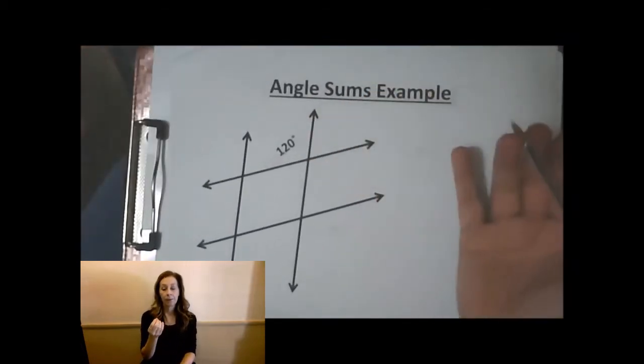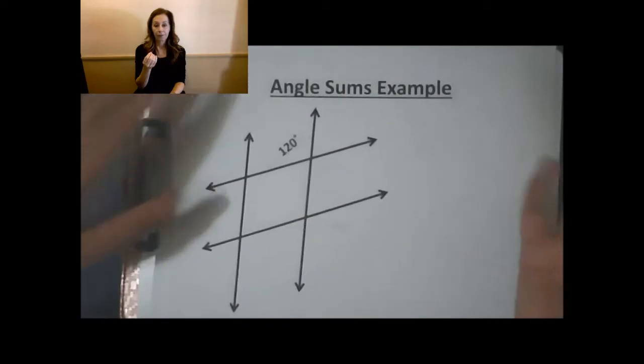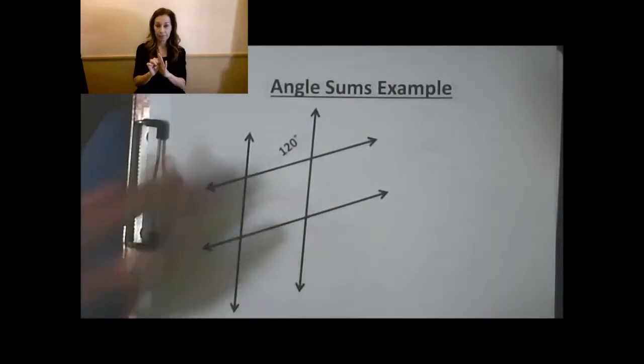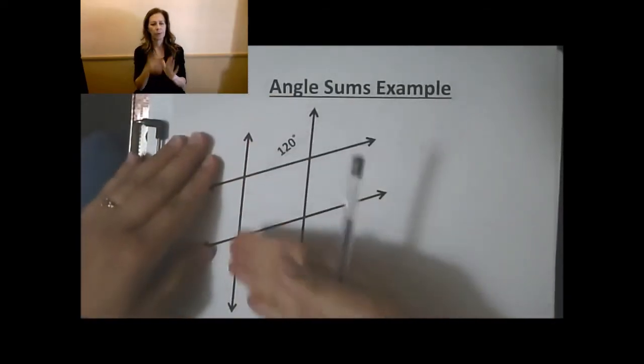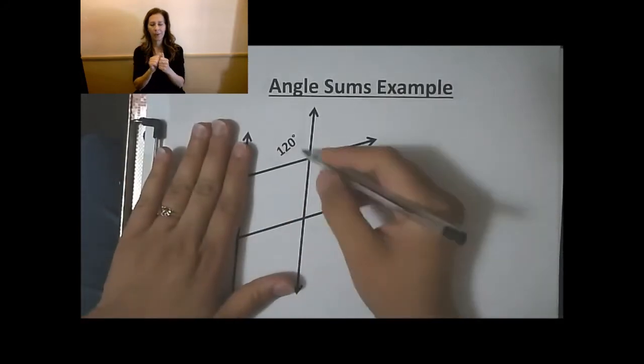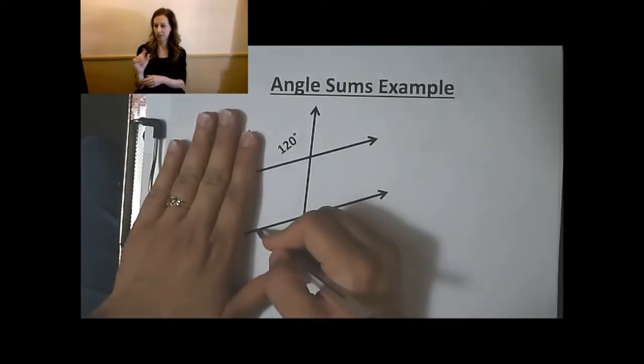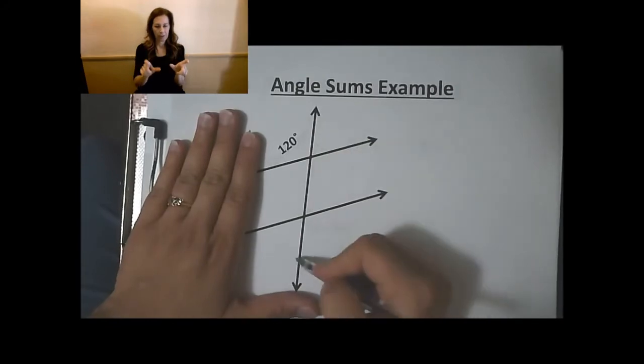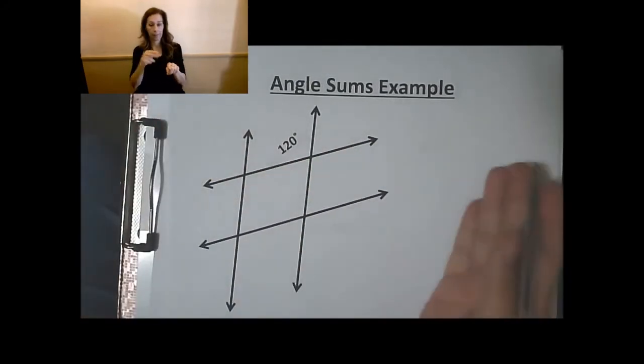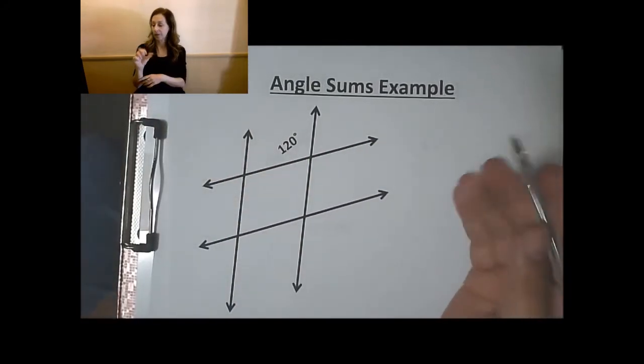So we just did these examples, but let me show you what it will look like with the second transversal. We've done it where we have parallel lines and one transversal, but what if we have two transversals? It doesn't really make a difference.